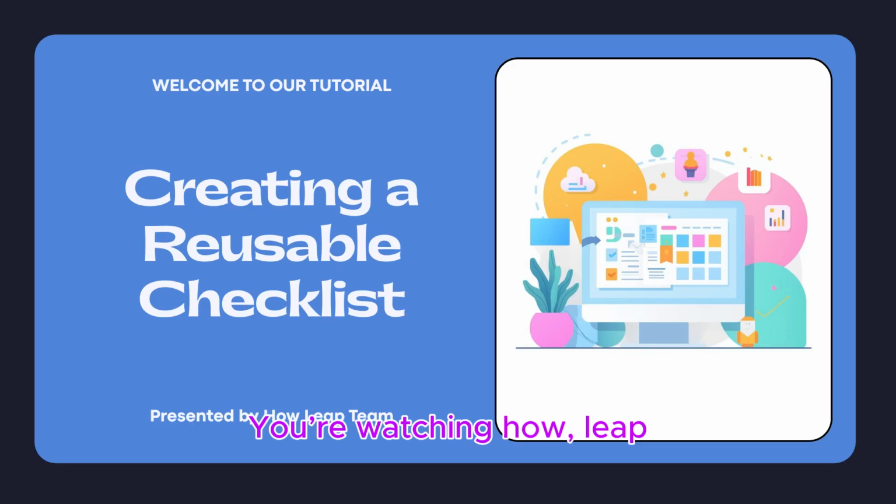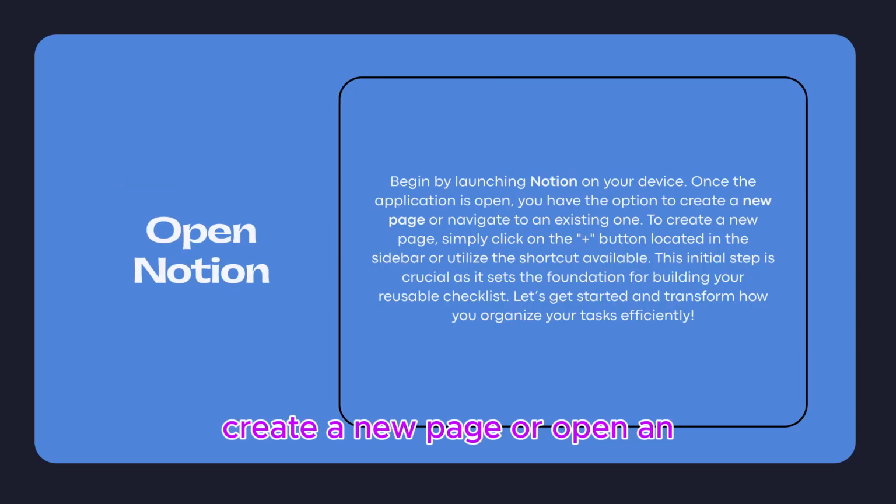You're watching How Leap. Let's create an easy reusable checklist in Notion. Open Notion and create a new page or open an existing one. Type slash to open the command menu and type to-do list or checkbox and press enter.